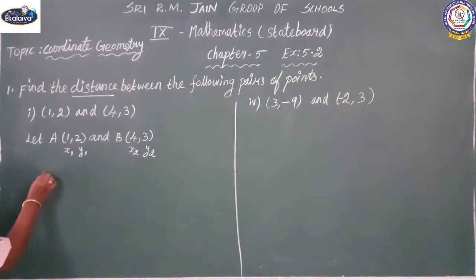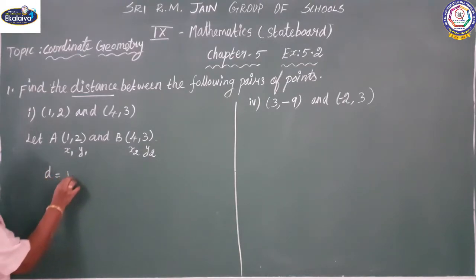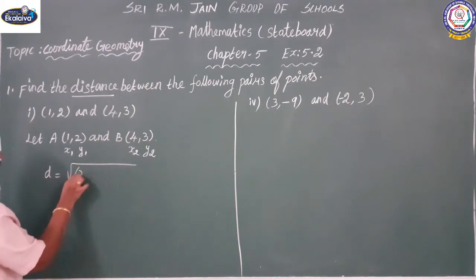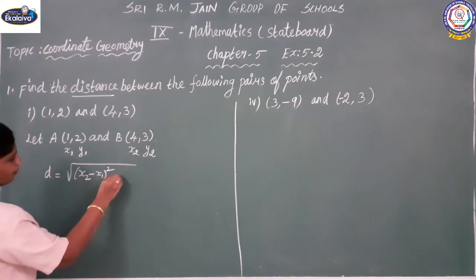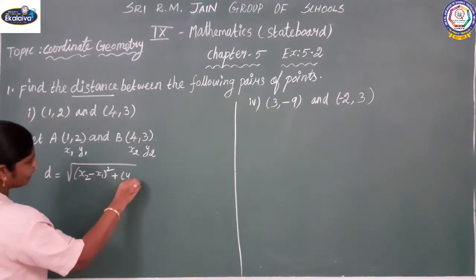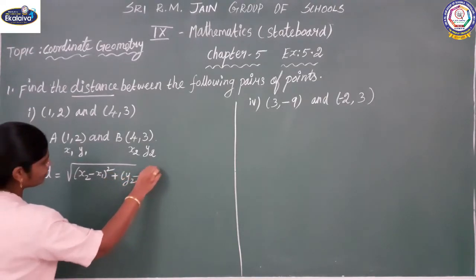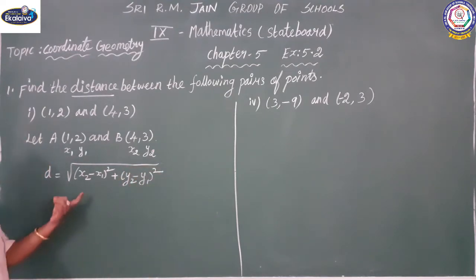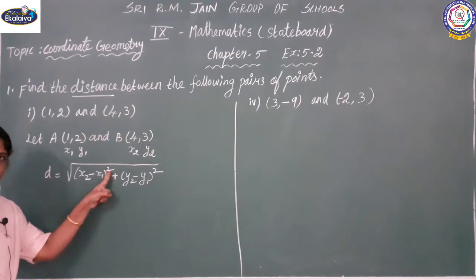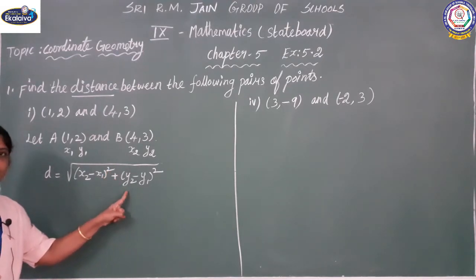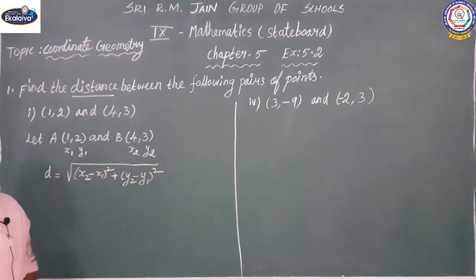So what is the formula, children? Distance equal to root of x2 minus x1 the whole square plus y2 minus y1 the whole square.